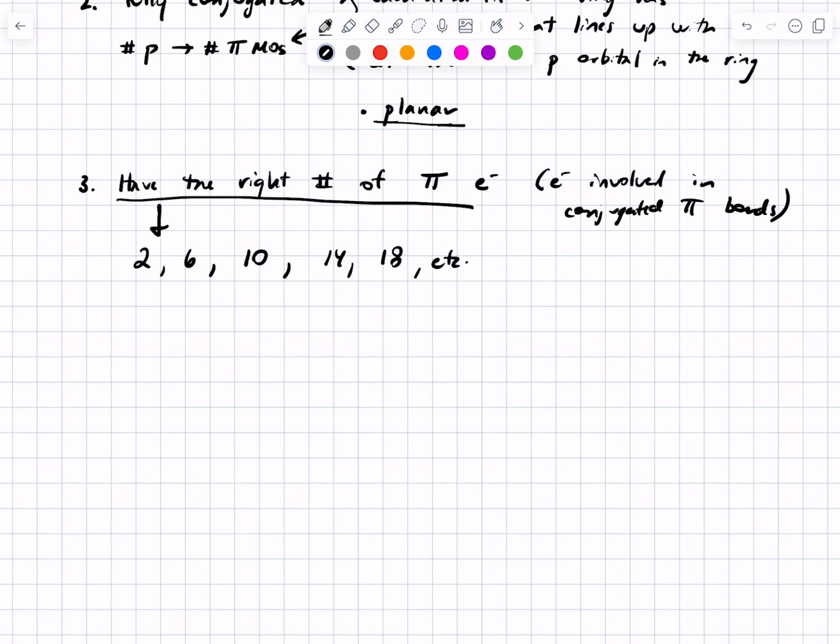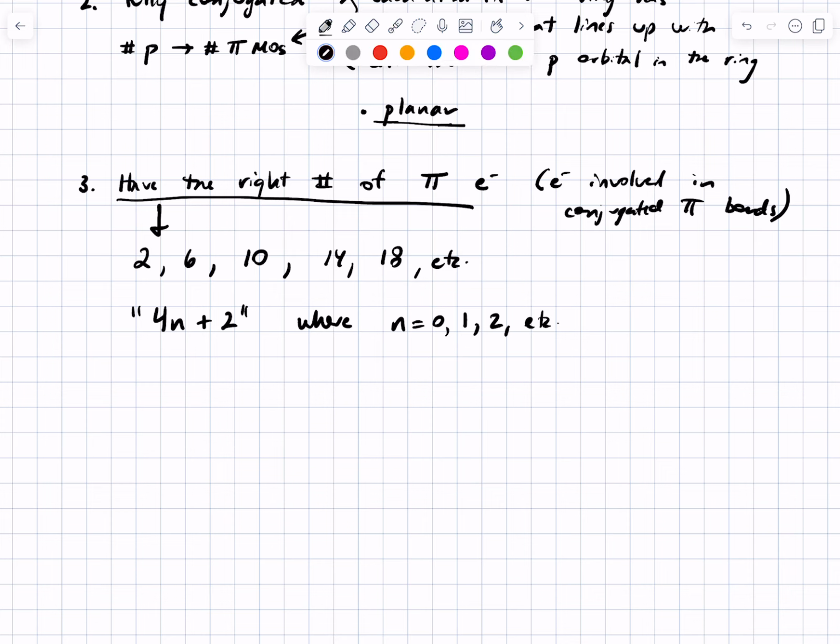So I don't know if you remember back in junior high or high school dealing with mathematical series of numbers and how that's sometimes expressed. If you look at 2, 6, 10, 14, 18, what do they all have in common? They follow this pattern of what's called 4n plus 2, where people get confused about what n means. It's just an integer. This is a mathematical series. n is 0, 1, 2, and so on. These are the allowed numbers of electrons that lead to aromaticity.